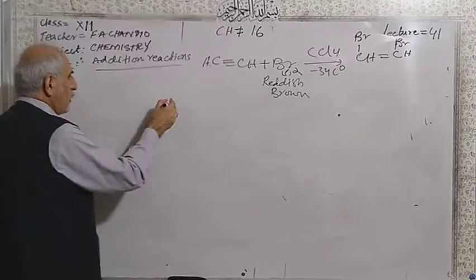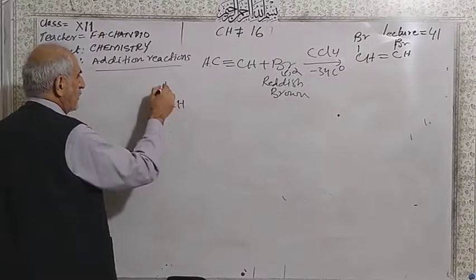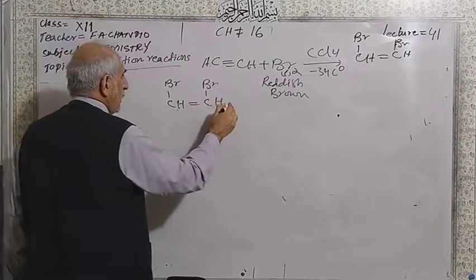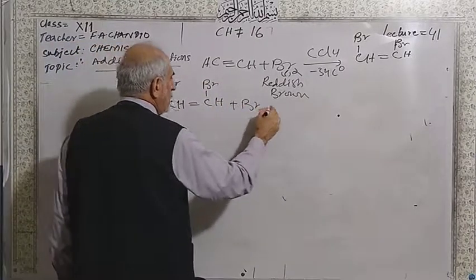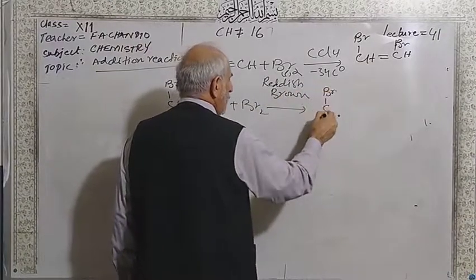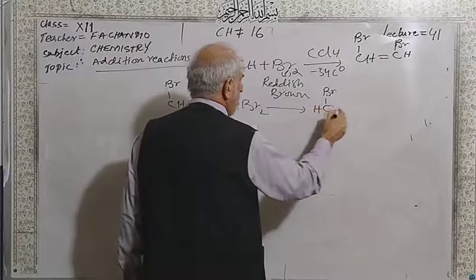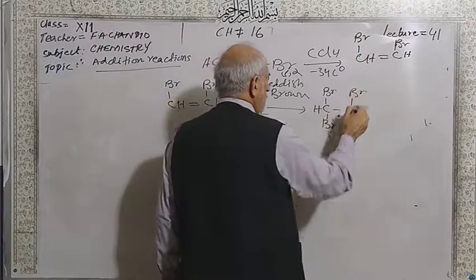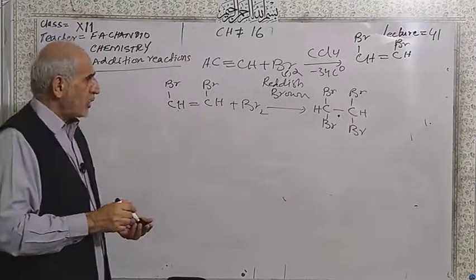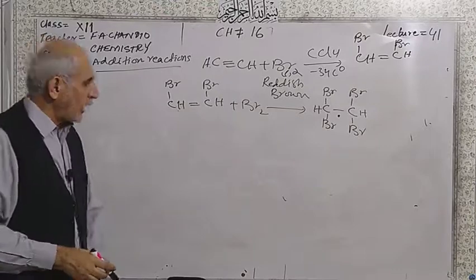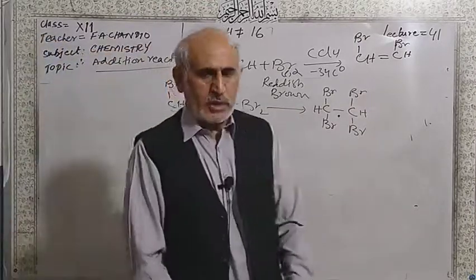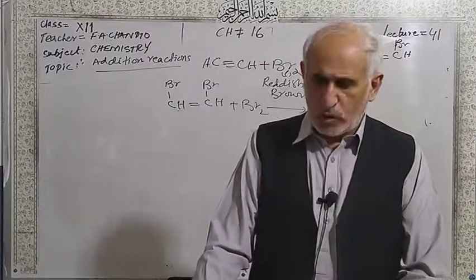1,2-dibromoethene. This 1,2-dibromoethene is brominated again under the same conditions. So you will get 1,1,2,2-tetrabromoethane. This is also a test for unsaturation, because the color of bromine water is going to be discharged.